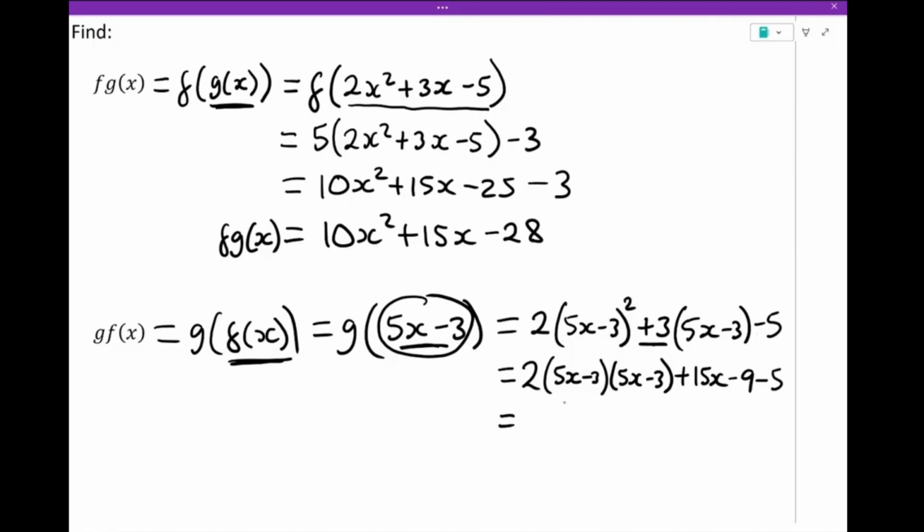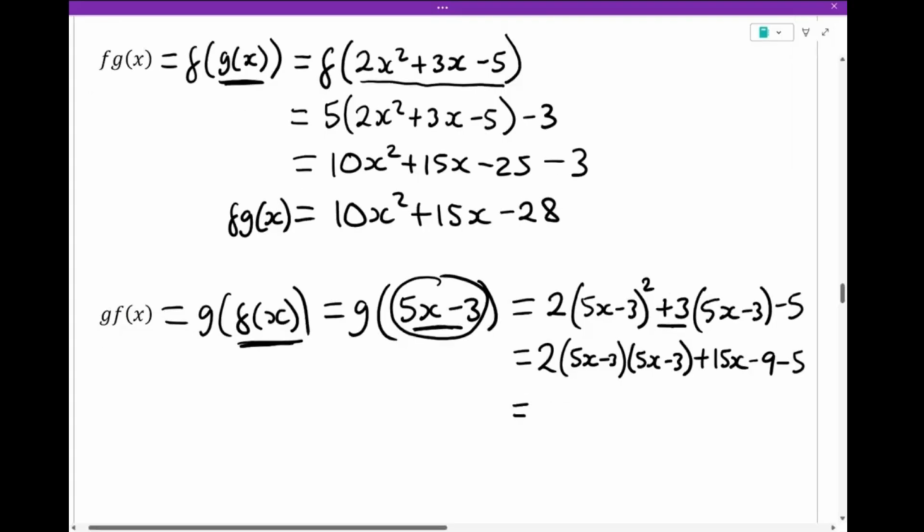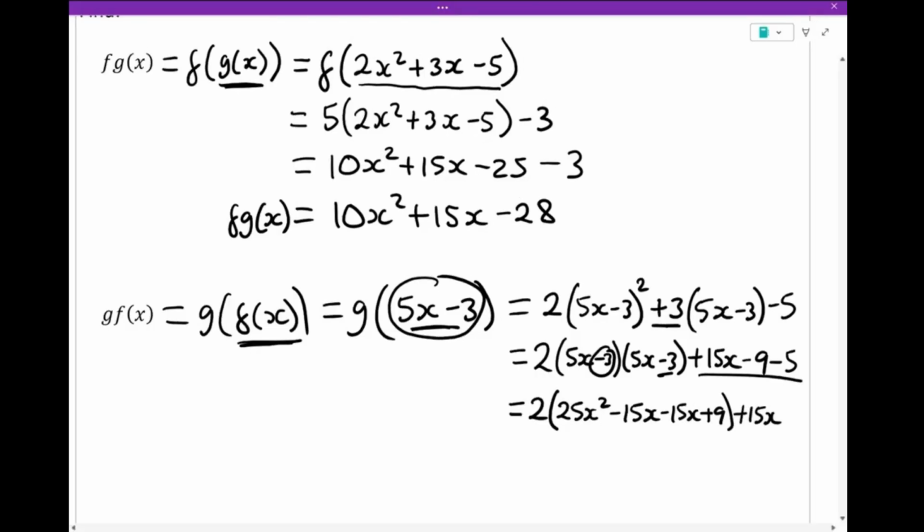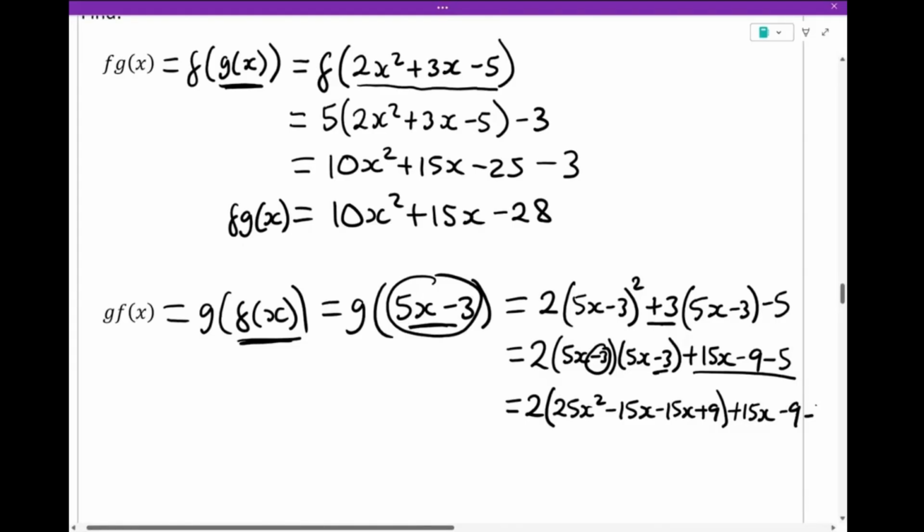Now let's expand these brackets here. So then what I'm going to do is write my 2 and an open bracket, and anything I get from this expansion I'm going to write in this bracket. So we've got 5x times 5x, which is 25x squared. And then the 5x times negative 3, which gives me negative 15x. And then moving on to my next term, we've got negative 3 multiplied by the 5x, which gives me negative 15x. And then the negative 3 times the negative 3, which is positive 9. Close bracket, and everything's going to be multiplied by 2. Then write out the rest of my terms, so plus 15x. And then we've got the subtract 9, subtract 5, like that.